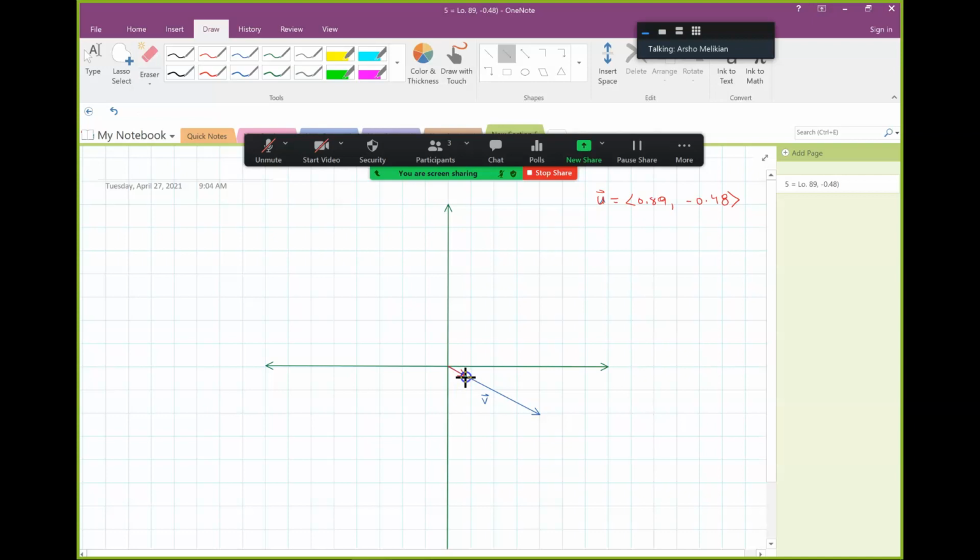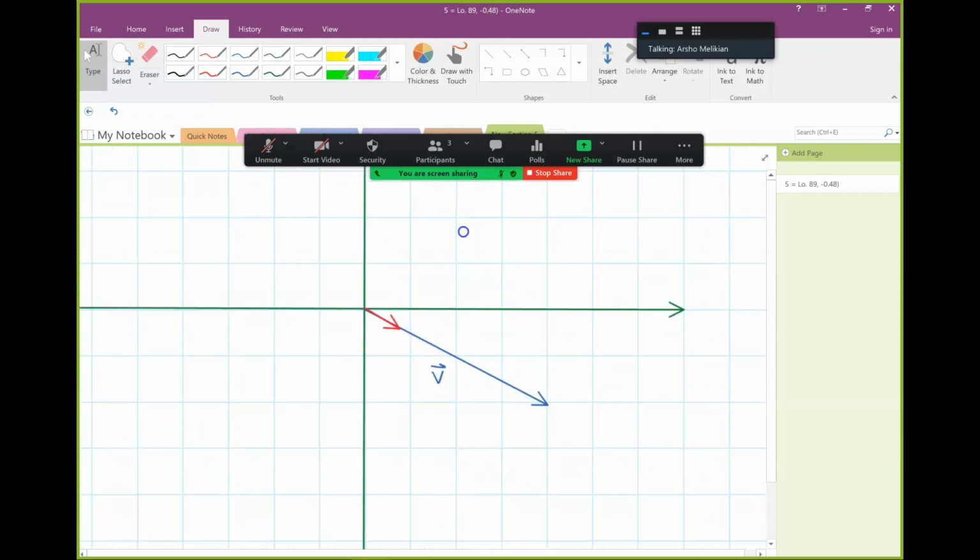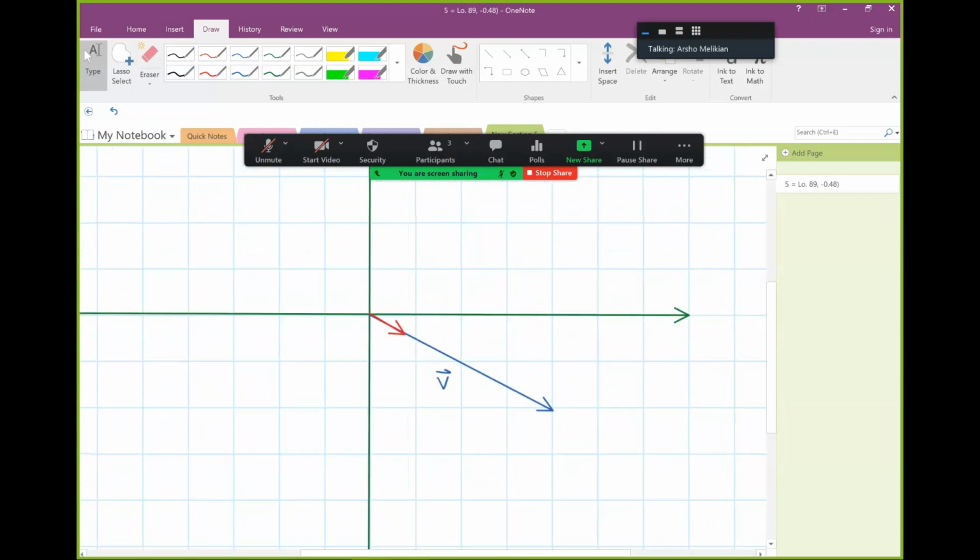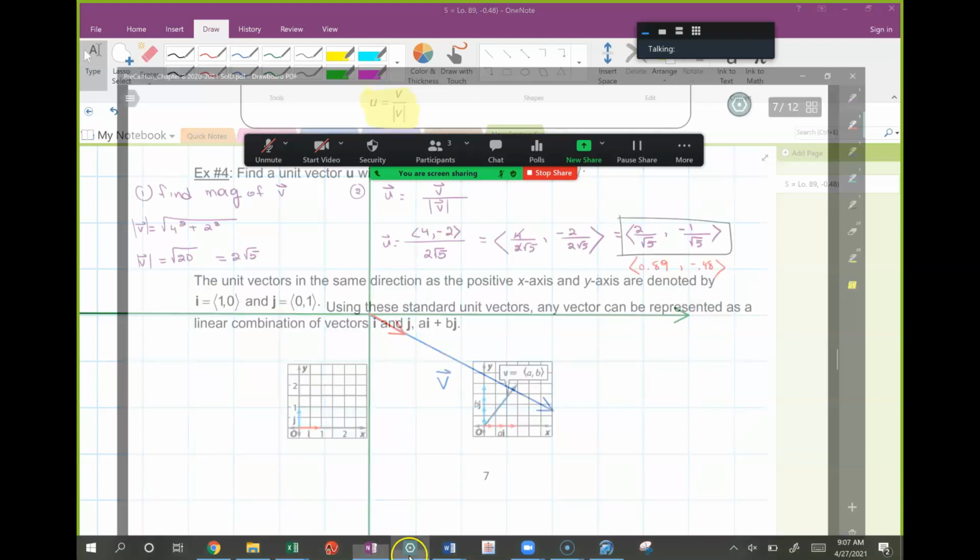Look at that. Look at where it lies. Do you see how it lies exactly on top of the old vector? No way. But it's just got a magnitude of 1. You see that? So it's kind of hard to believe, but that's exactly what we just did. Isn't that cool? It seems hard to believe. So let's move on here.